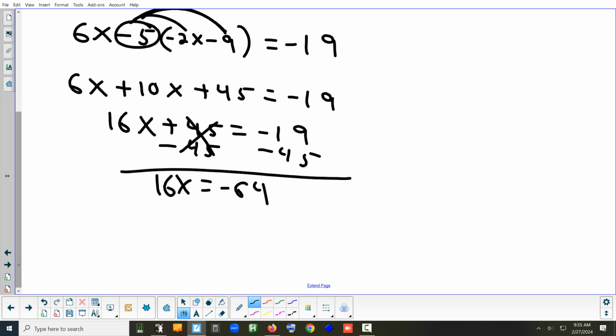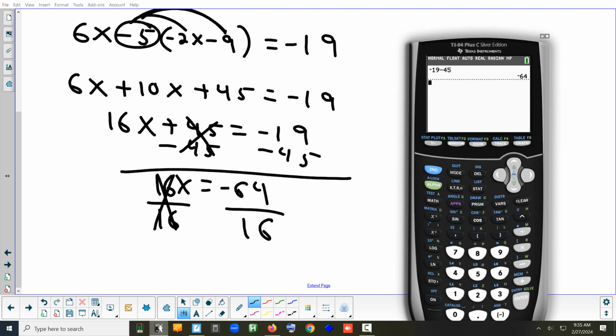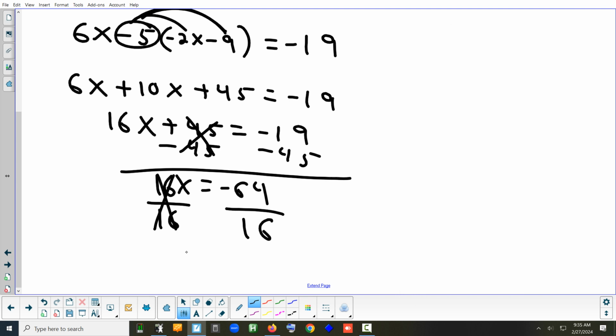Is there any multiplying or dividing? Dividing. Yep. And what are we going to divide by? 16. That's gone. And if you take negative 64 and divide by 16, you get negative 4. And what is the negative 4? It's x.